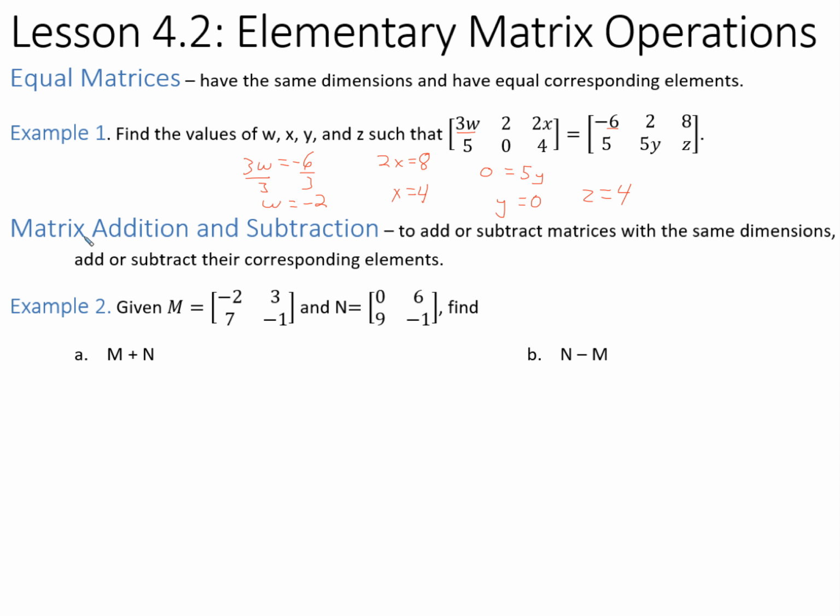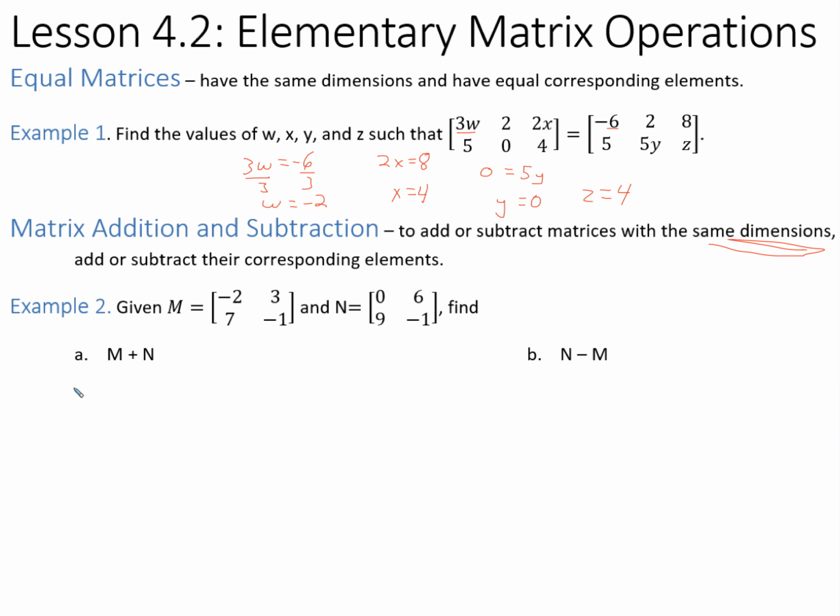Matrix addition and subtraction: to add or subtract matrices with the same dimensions. So they have to be the same dimensions, like a 2x3 and a 2x3. Add or subtract their corresponding elements. So just going to do some adding and subtracting, given M is negative 2, 3, 7, negative 1, and N is 0, 6, 9, negative 1.